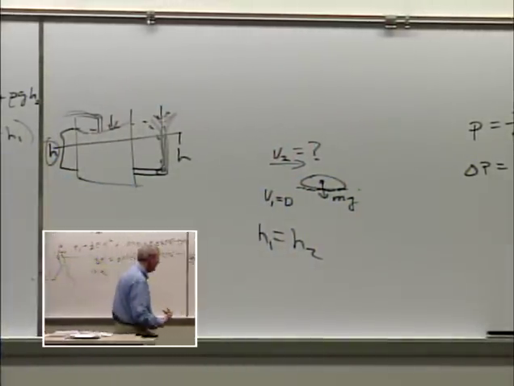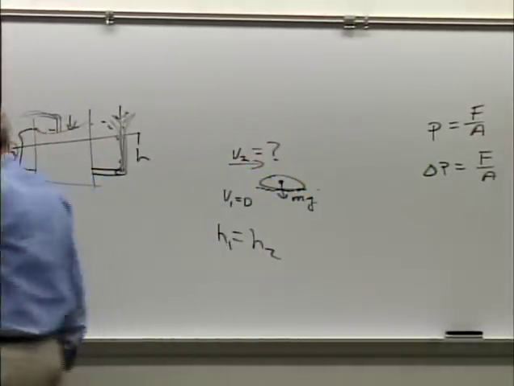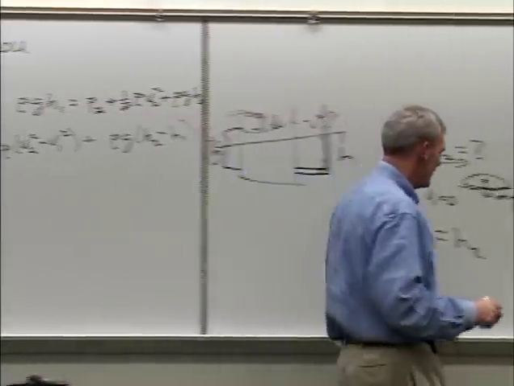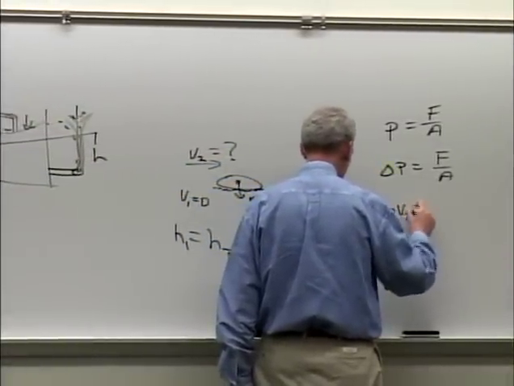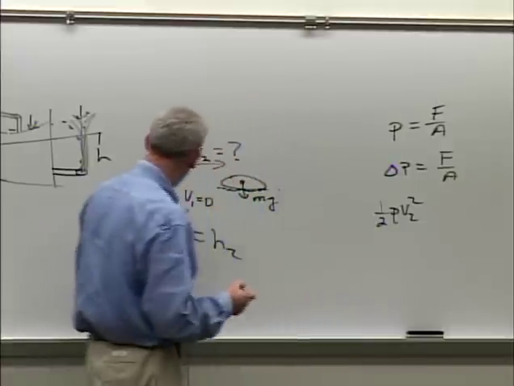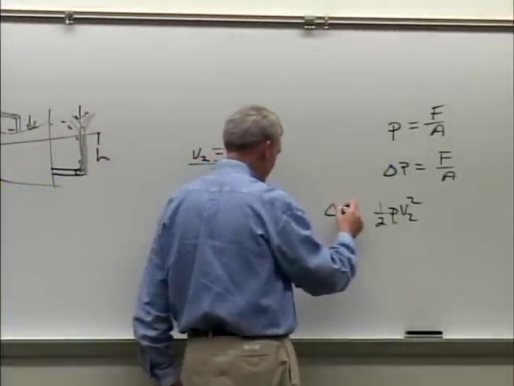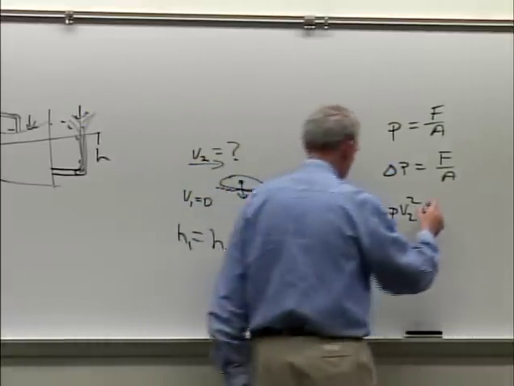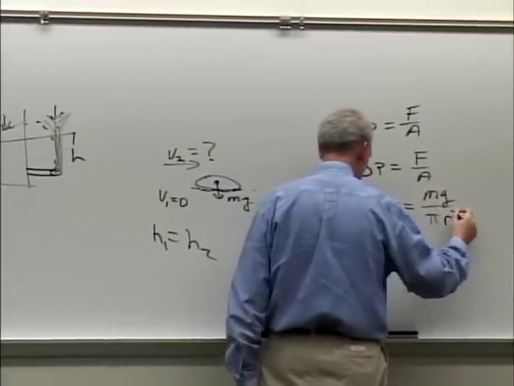So basically your change in pressure is just your change in your two velocities. You get one half rho v2 squared, because v1 squared is equal to 0, equals your change in pressure, which will equal mg over pi r squared.